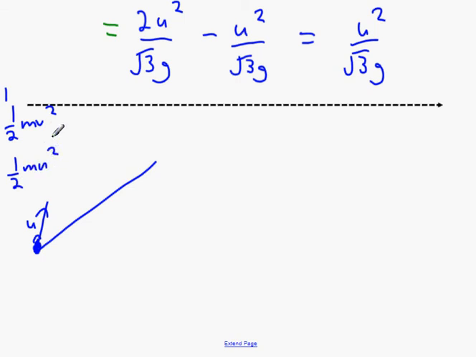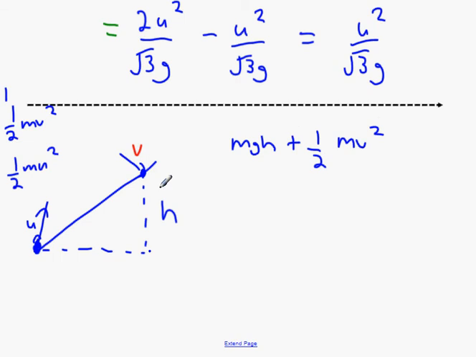Now, the energy at the point of landing is what, guys? At the point of landing? Now, you have a height above the ground, don't you? So you're going to have mgh, and it's going to be plus a half mv squared, mv squared being whatever velocity you hit the ground at. Is that right?